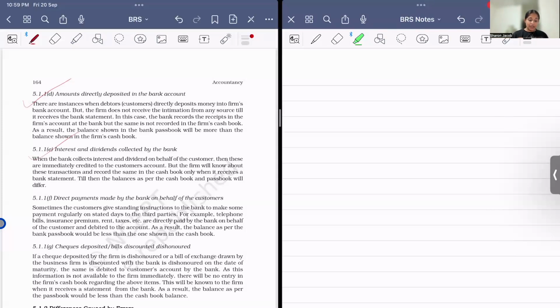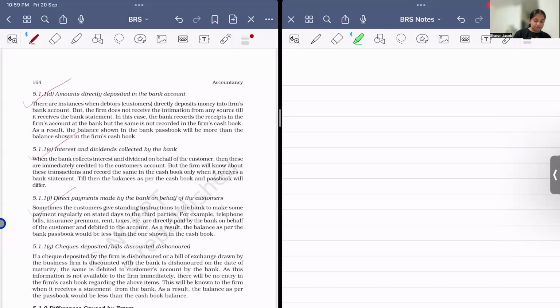What if there are some bills like telephone bills, insurance premium, rent, taxes, all of these bills? There's a standing instruction to the bank to pay it directly to the person concerned or the entity concerned. So bank will automatically deduct it. But when the bank deducts it, you will come to know of it later and then you will make the deduction in your books. So the bank balance will be lower than the cash book balance.